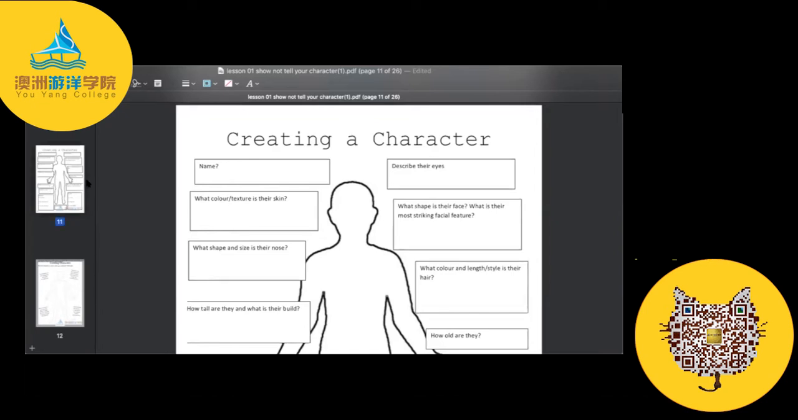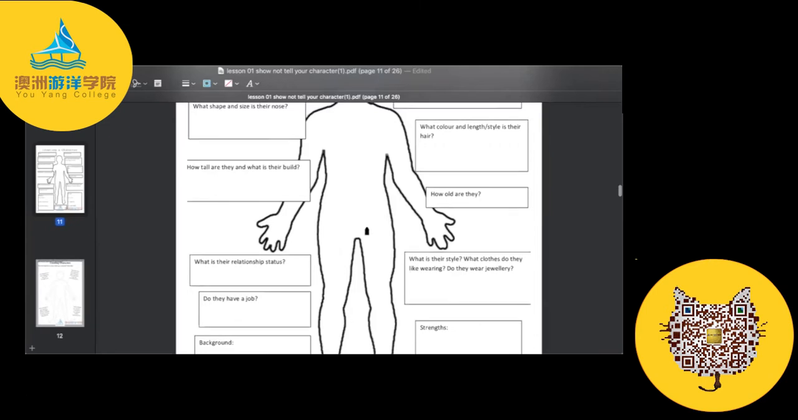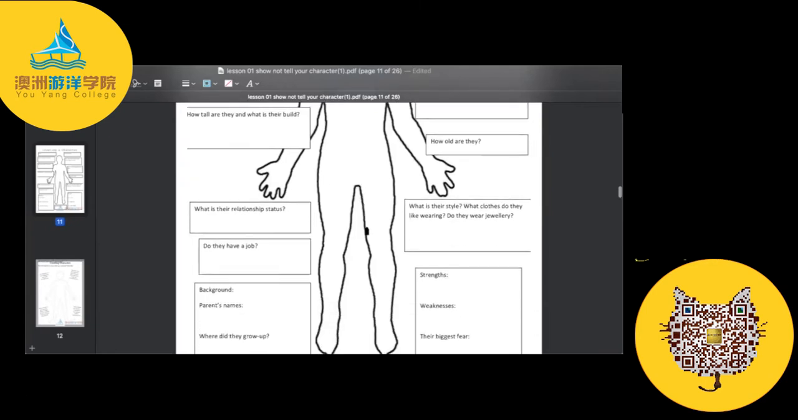What does their build mean? Build, yes. So it's kind of a funny expression. It refers to, like, are they skinny or overweight, strong, muscly? Normal. So if they were really, really sporty, they played a lot of sport, you could say they were athletic. Can we draw it? What is their relationship status?